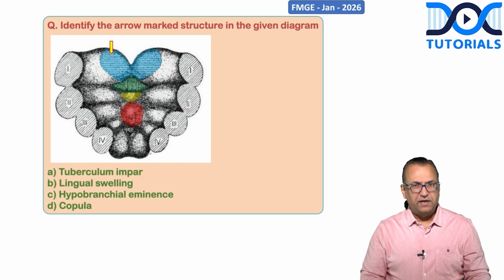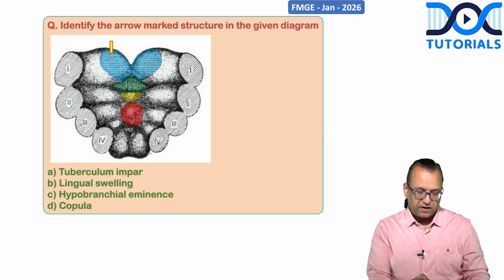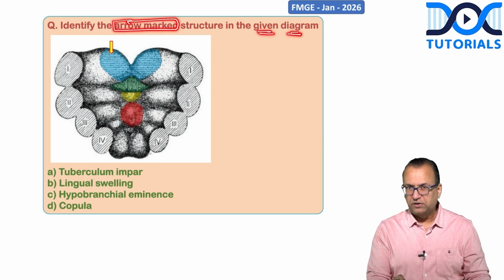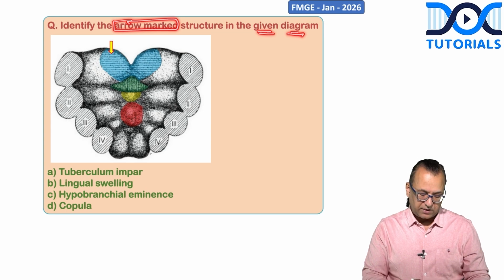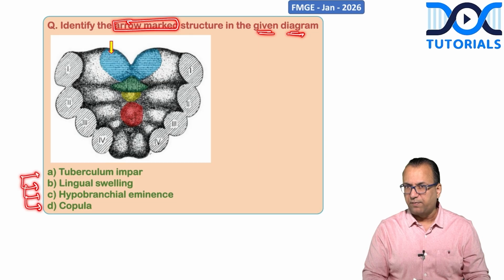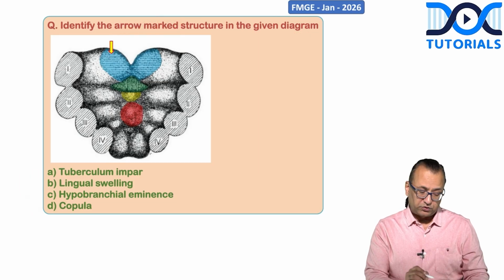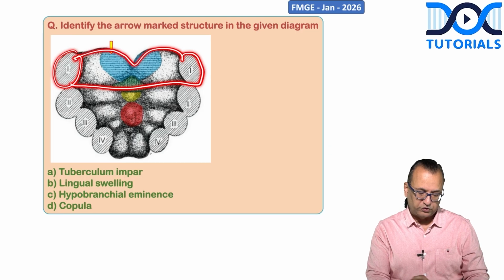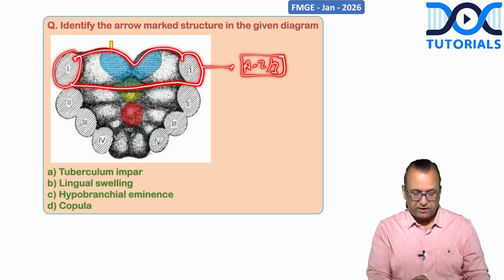We are looking at the floor of the pharynx in a developing baby, and they are asking for some arrow-marked structure in the given diagram. The names are like tuberculum impar, lingual swelling, hypobranchial eminence, copula. This is about the development of tongue. So this is the first pharyngeal arch, which contributes to the anterior 2/3 of the tongue by forming two lingual swellings. So the arrow mark is on one of the lingual swellings.